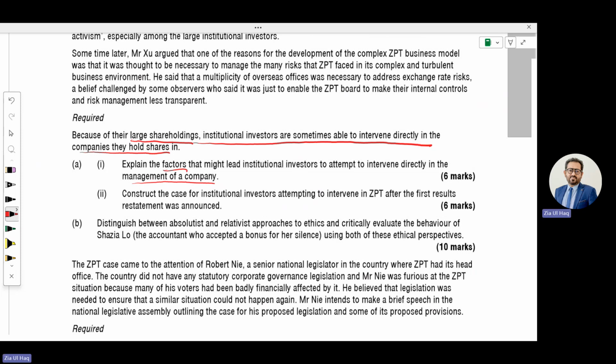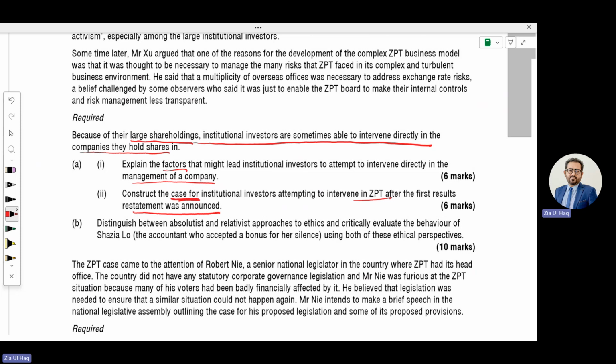Requirement A2 for 6 marks: construct the case for and against institutional investors attempting to intervene in ZPT after the first result restatement was announced. I mean, when ZPT announced the first result restatement, institutional investors must have intervened in company affairs.